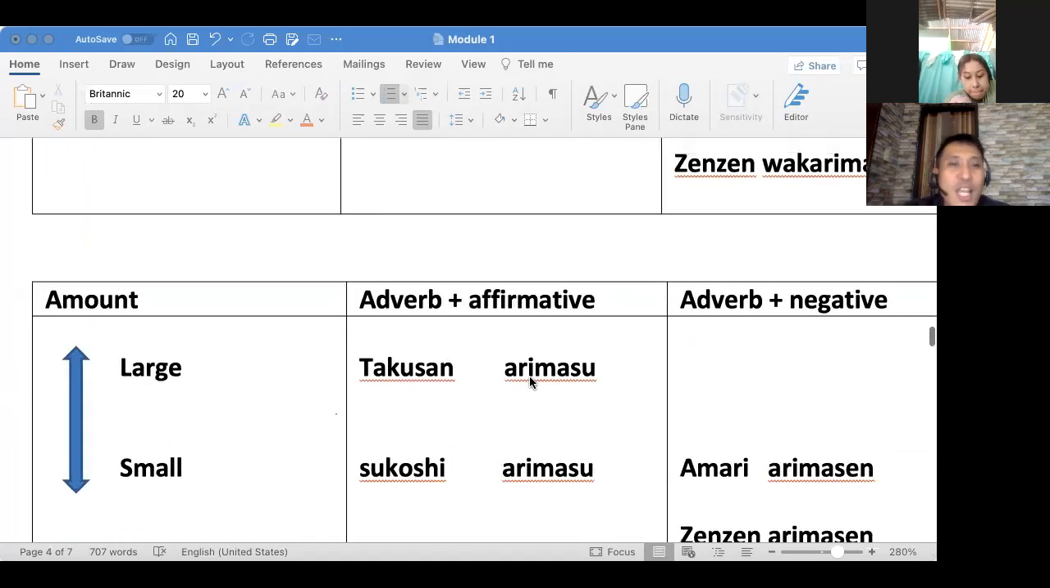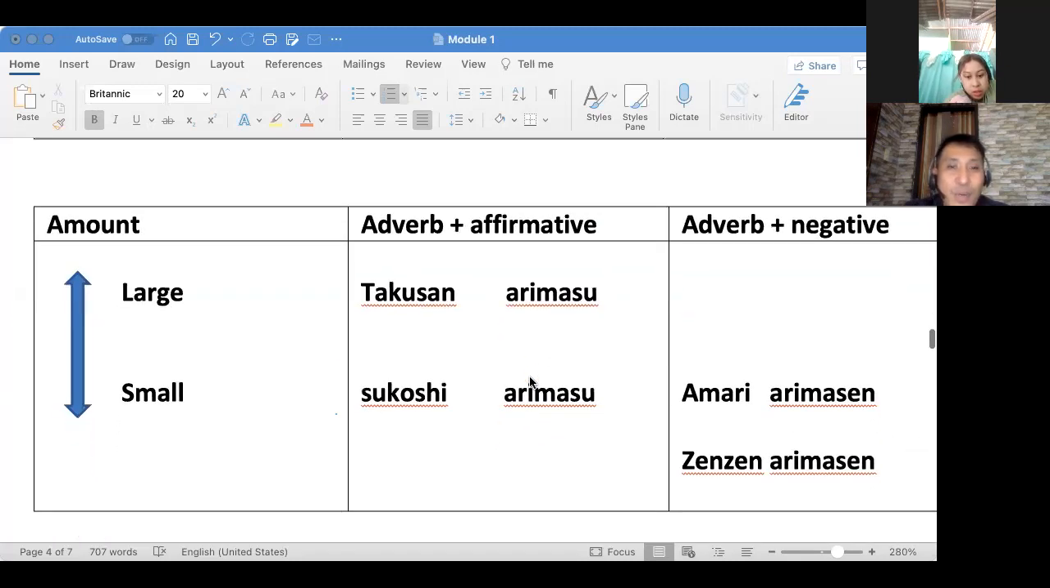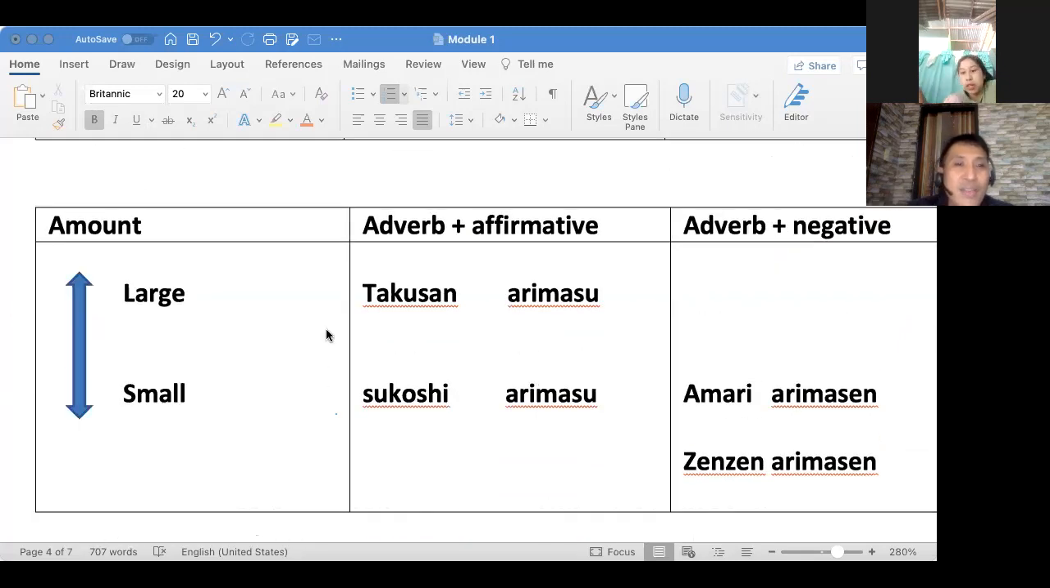Okay? Ito yung sa large, takusan. Sukoshi naman small. Amari at zen, pwede rin gamitin sa small. No? Although yung oki kanina, yung sinabi ni Jun-kun, oki. So, wait a minute. So yung oki means big. No? It's not just big, very big. Pag maliit naman, chiisai. Chiisai means small. The opposite of big. Okay. So, that's it.